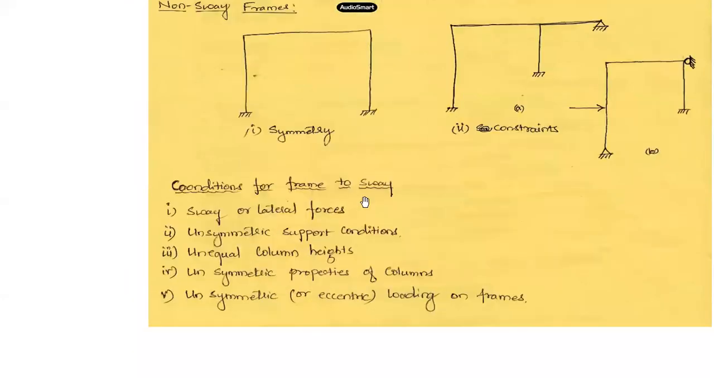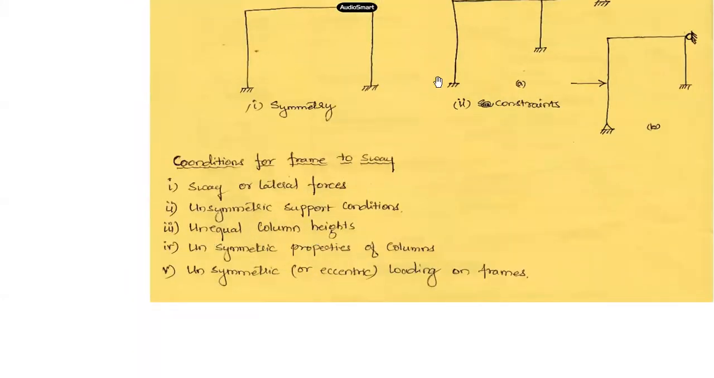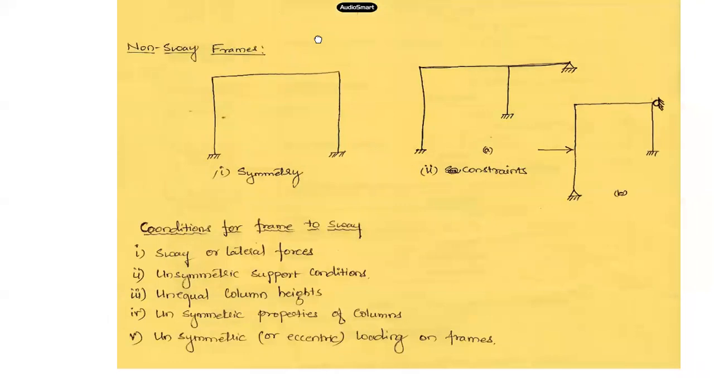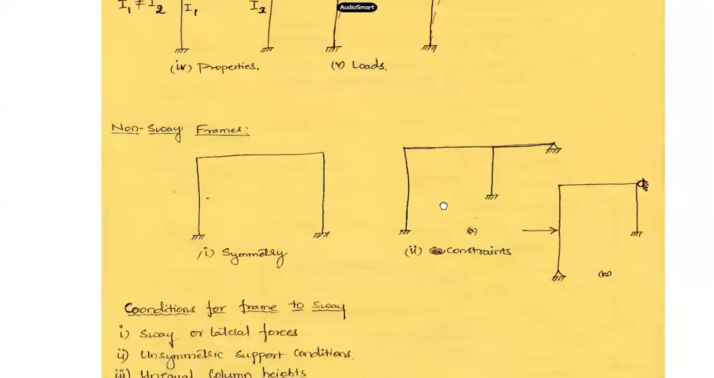Another condition we have is unequal column heights. The columns present in the frame we are dealing with are of unequal heights. So this is also a case of unsymmetry, and there is a possibility that the frame will sway under such a condition also. Then the next conditions are unsymmetric properties of the columns and eccentric loading.